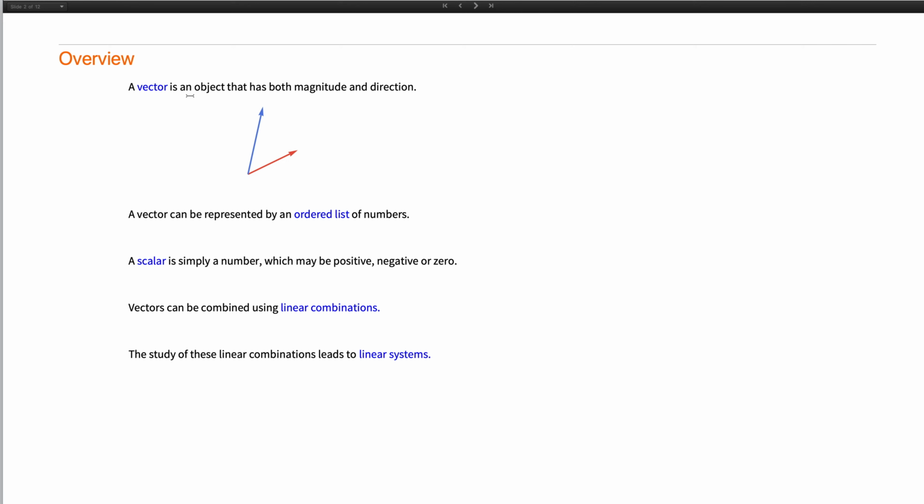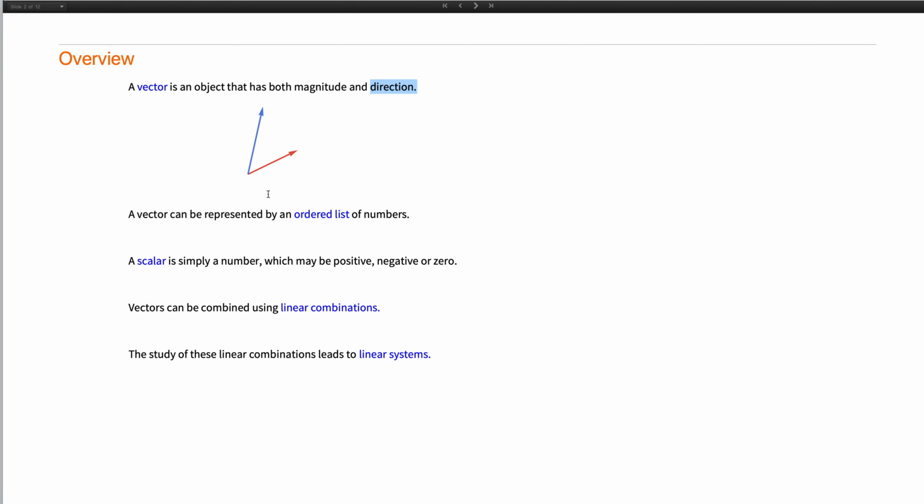So the question is, what's a vector? Well, you can think of a vector as being an object which has both magnitude, like a length, and a direction. So here are two vectors. One of them is blue, the other one is red, and they each have a length, which happens to be different in this case, and they have a direction given by these arrows.